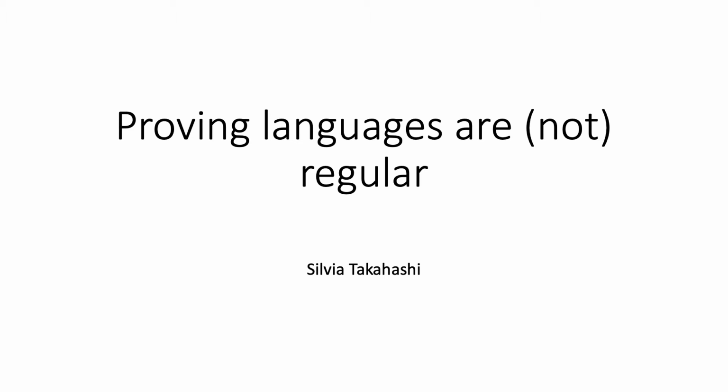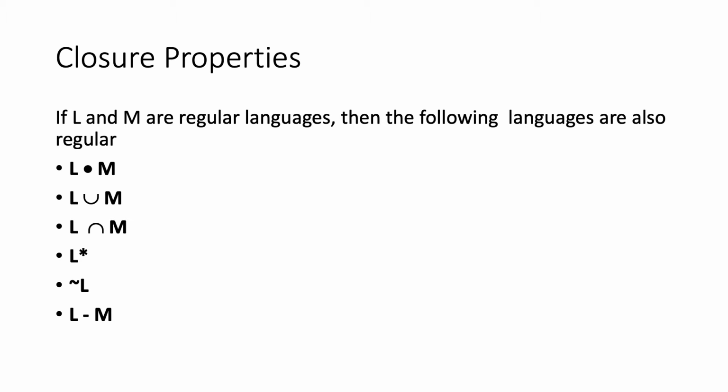Proving languages are regular or not regular. This means how to prove that a given language is regular or not regular. This presentation will focus more on proving that a language is not regular than on proving that it is. So let's begin. Closure properties can be used to prove that a language is regular.